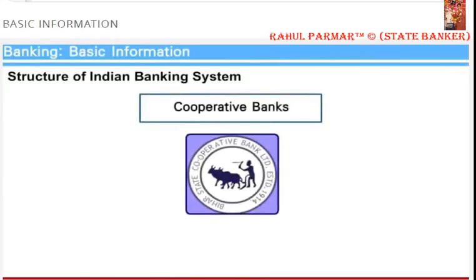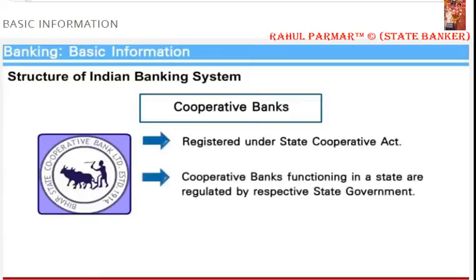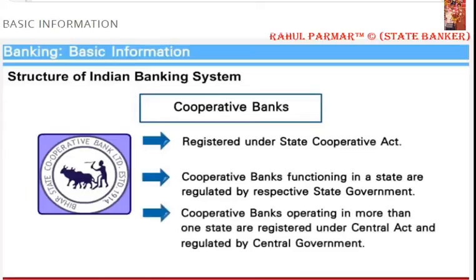People who come together to jointly serve their common interest often form a cooperative society under the Cooperative Societies Act. When a cooperative society engages itself in banking business, then it is called a Cooperative Bank. The cooperative banks are registered under the State Cooperative Act. The cooperative banks functioning in a state are regulated by the respective state's government, and the cooperative banks operating in more than one state are registered under the Central Act, and they are regulated by the central government.